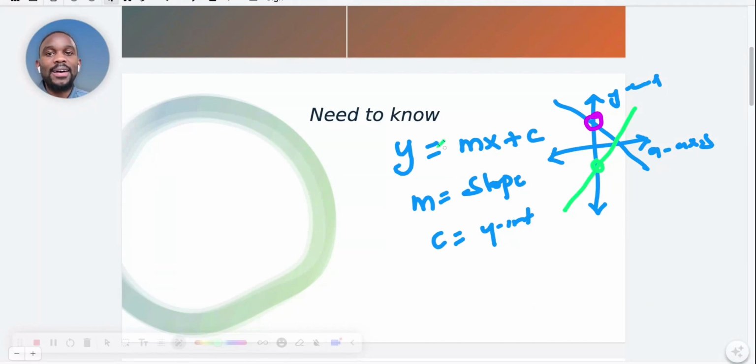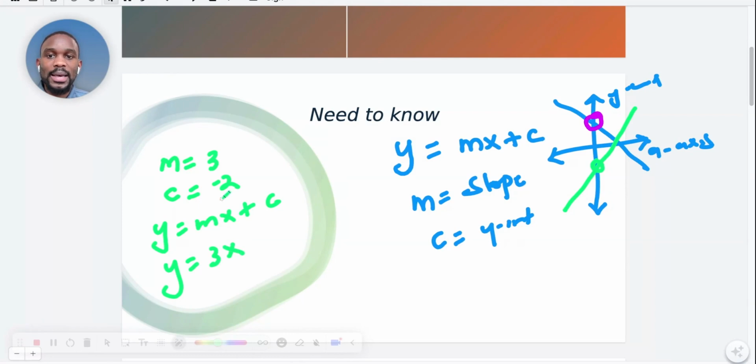That means if I have my slope, right? If they give me maybe my slope 3, and they tell me this line crosses the y-axis, or intercepts the y-axis, at a point c, which is -2, I can write for you the equation of this line. So from y = mx + c, I know my m, it's 3, so y = 3x - 2. So that's the equation of the line with a y-intercept of -2.